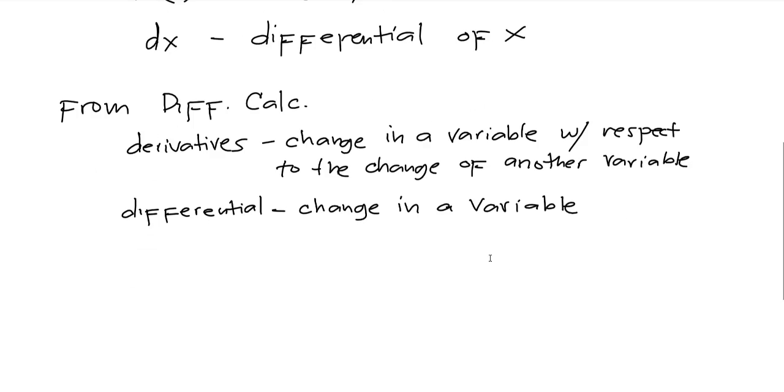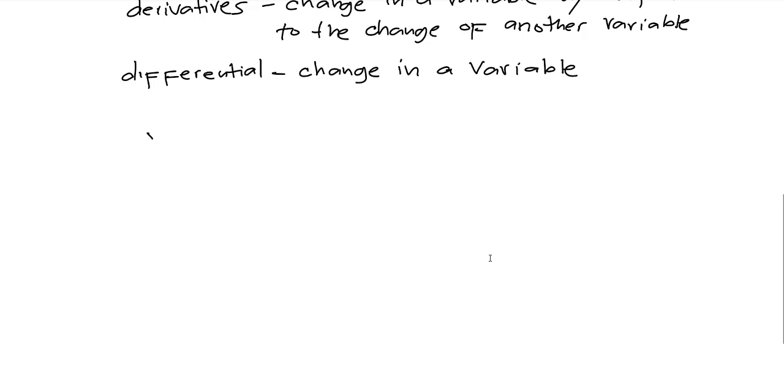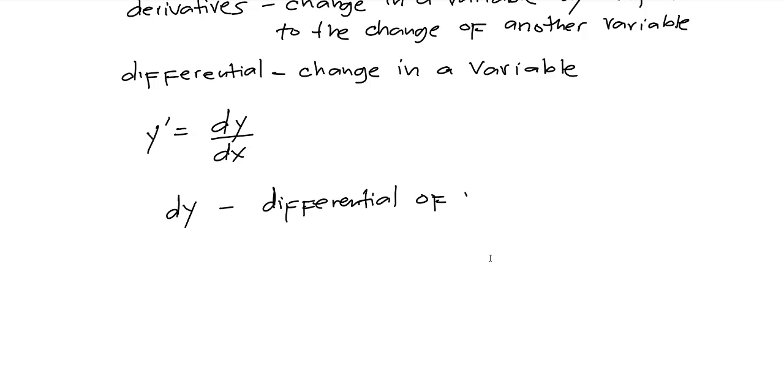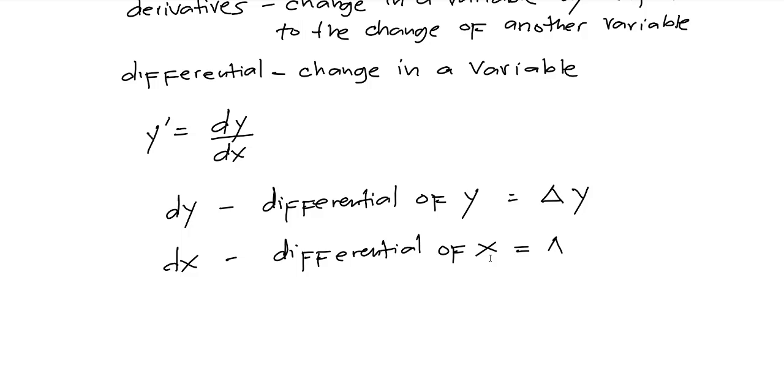For example, y prime is equal to dy over dx. That is the change in y with respect to the change in x. Your dy is the differential of y, and your dx is the differential of x. Change in y, this is the change in x. That is your differential.